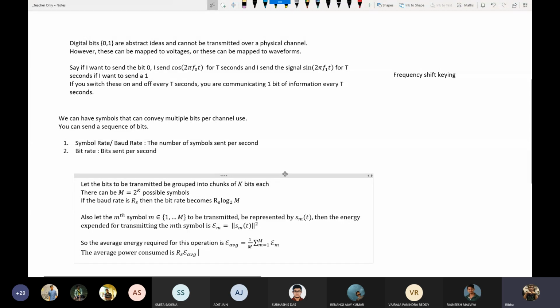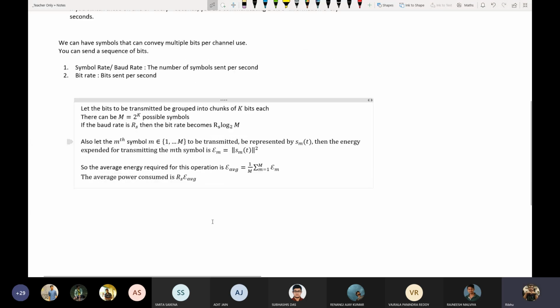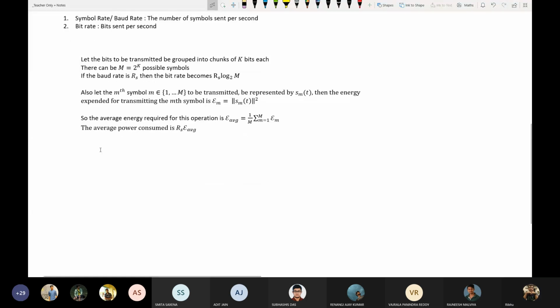So anyway, in general, the symbols SM(t) are bandpass signals. In general, these are bandpass signals.